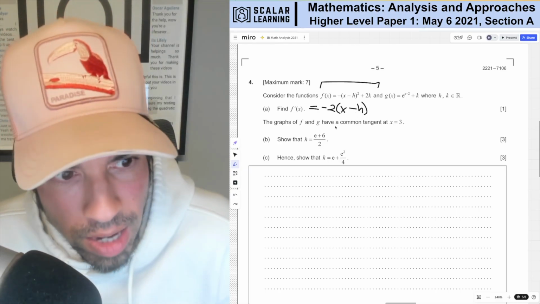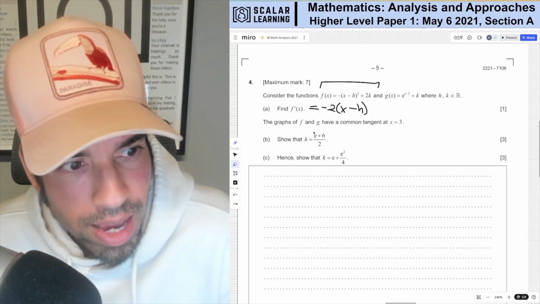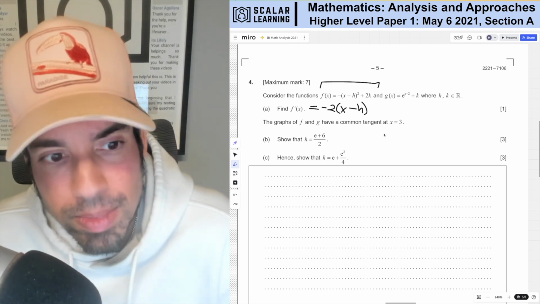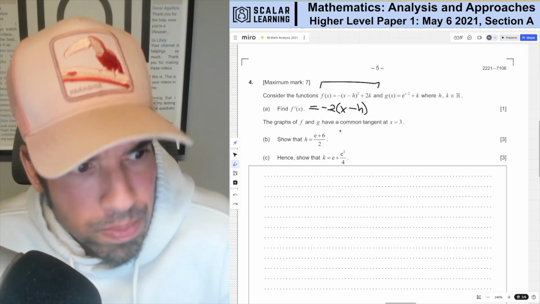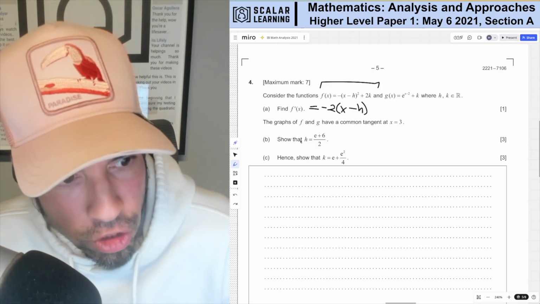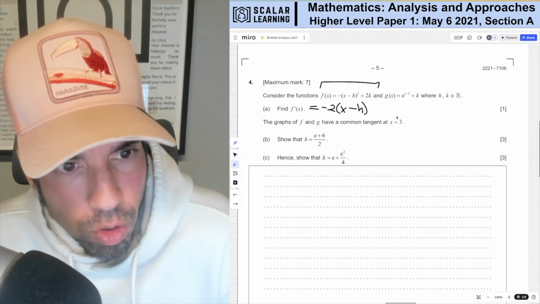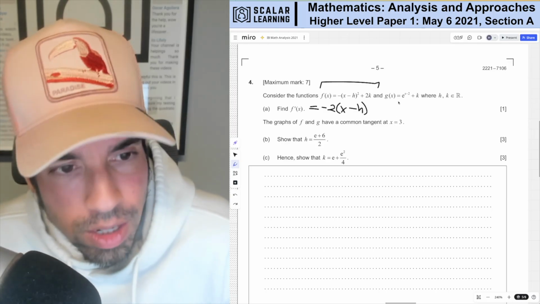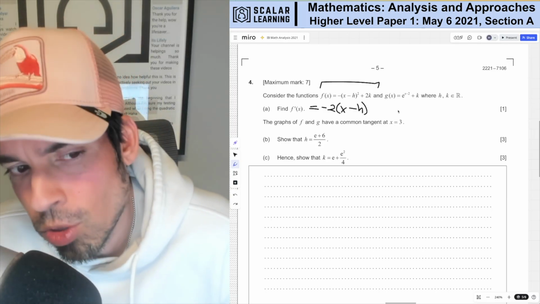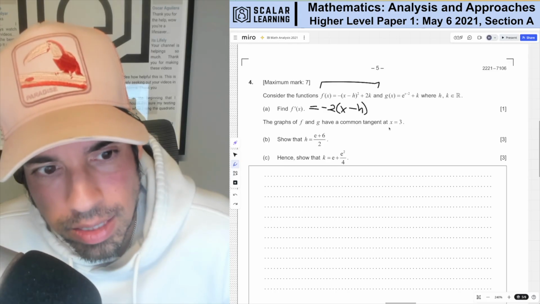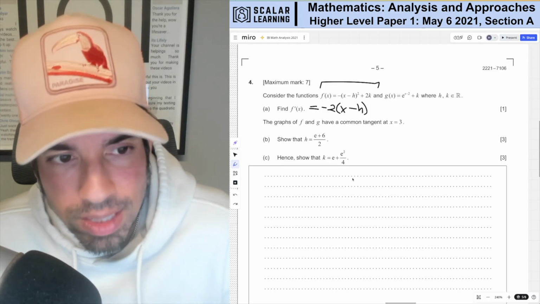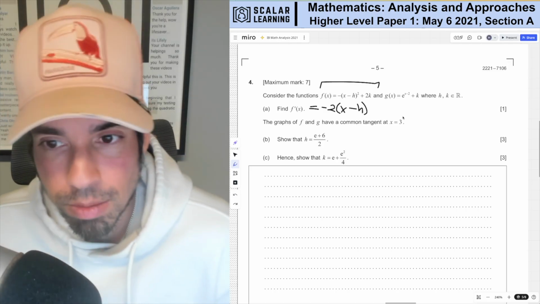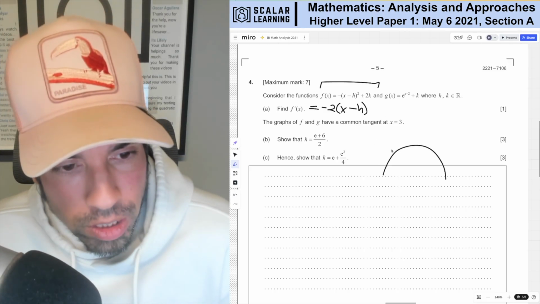Now it says the graphs of f and g have a common tangent at x equals 3. Okay, so then because of that, it says show that h equals (e plus 6) over 2. Okay, well, let's do this. If they have a common tangent, let's first start. I assume that means that at 3, they would both have the same point, and it would have the same slope. It is possible that we could have a function here at 3.